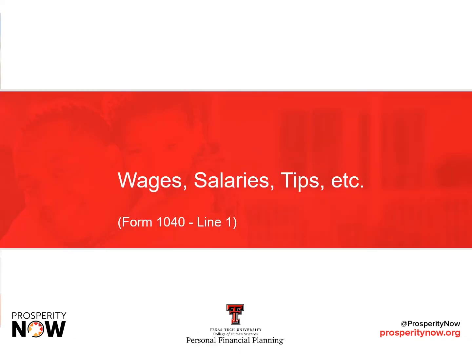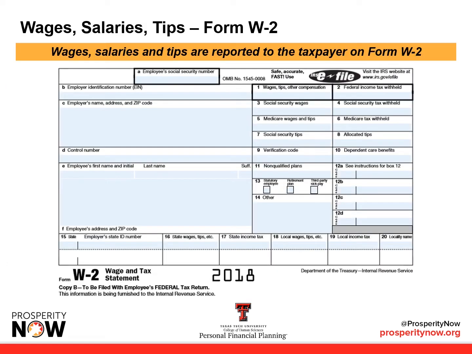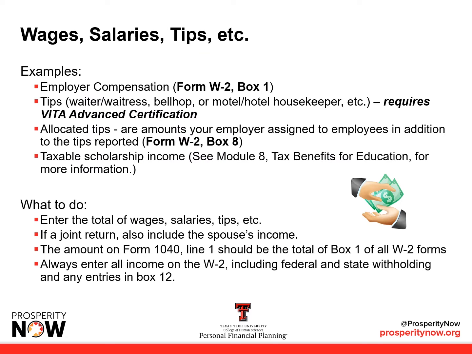Now let's talk about wages, salaries, and tips. This is line 1 on the Form 1040. Wages, salaries, and tips are reported to the taxpayer on the Form W-2, as you can see below. Here are some examples. Employee compensation, which is box 1 in the Form W-2. Tips for waiters, waitresses, bellhops, or housekeepers, etc. This requires the VITA Advanced certification.